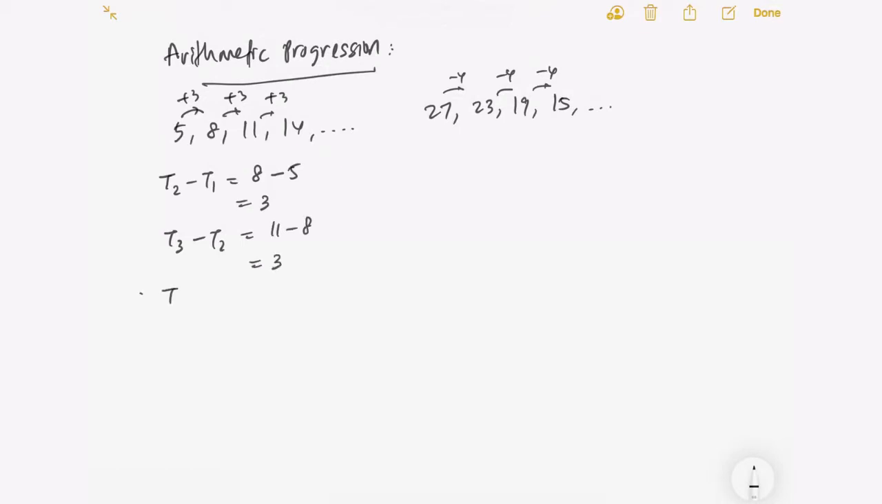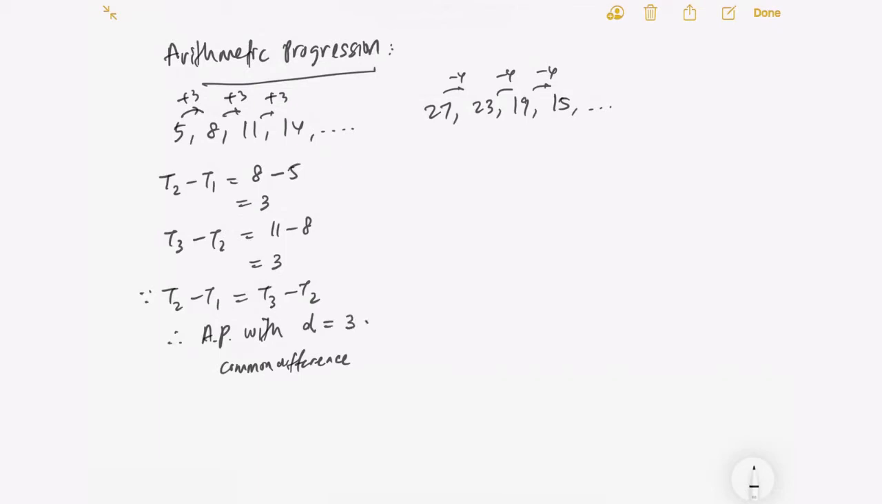Now if I can show that the difference t2 minus t1 is the same as t3 minus t2, therefore we say it's an arithmetic progression with a common difference. Now the common difference, we use a symbol d. We call this a common difference, right? And your common difference d is now 3.